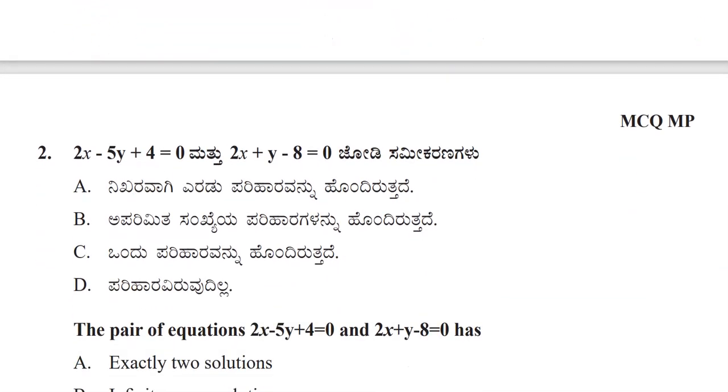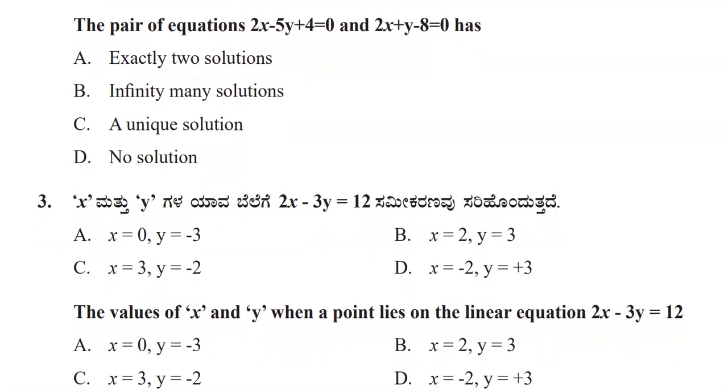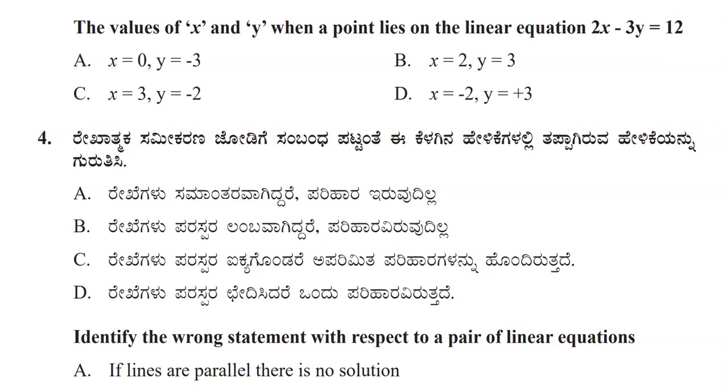Next, question number 2. The pair of equations 2x minus 5y plus 4 is equal to 0 and 2x plus y minus 8 is equal to 0 has. The correct option is option C, unique solution. Next, question number 3. The values of x and y when a point lies on the linear equation 2x minus 3y is equal to 12. The correct answer is option C, x is equal to 3, y is equal to minus 2.